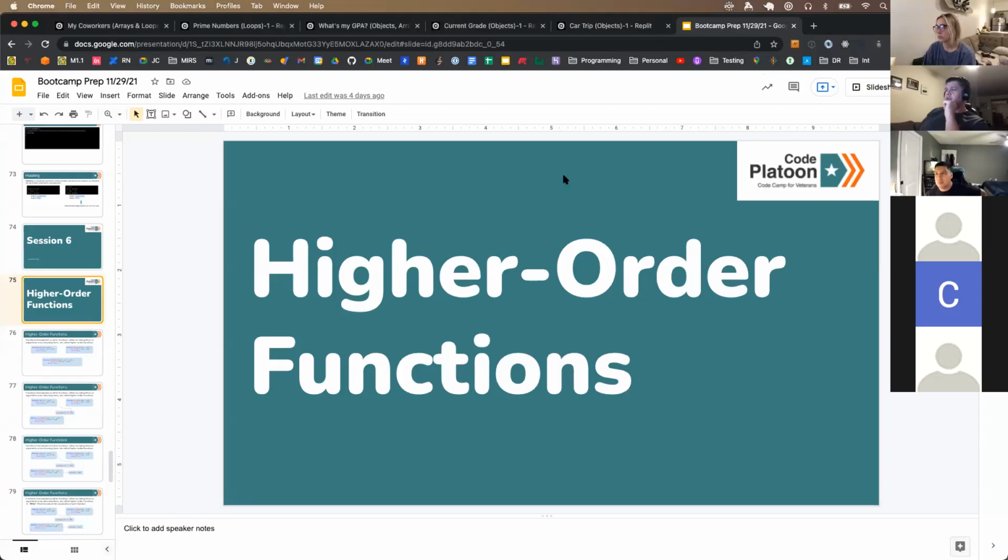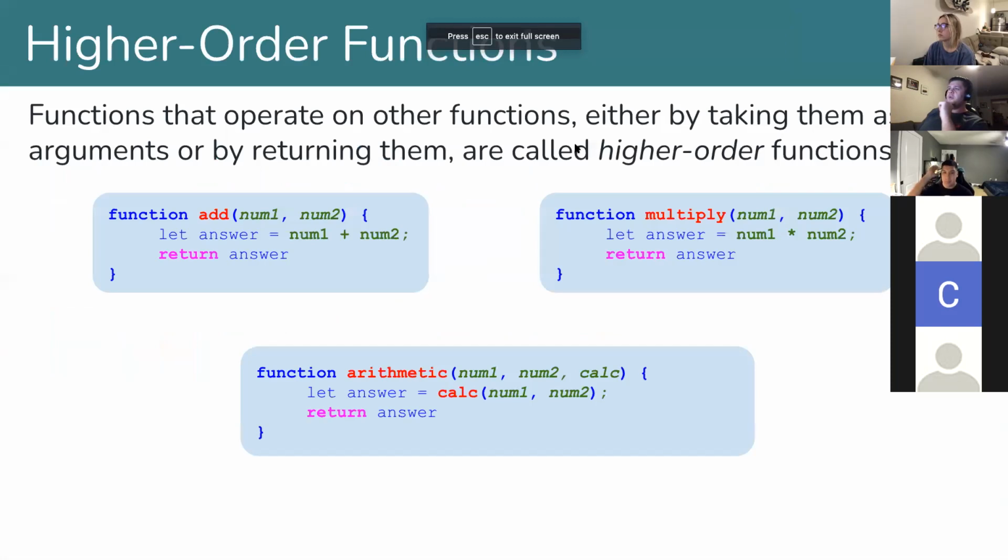All right, so higher order functions are basically functions that either consume a function or return a function or both. So functions that operate on other functions, either by taking them as arguments or by returning them, are called higher order functions. So we can have a function that is add, which takes in two numbers, number one, number two, and the answer is the first number plus the second number. Multiply is structured similarly, and it returns in the same manner. It's just multiplication instead of addition.